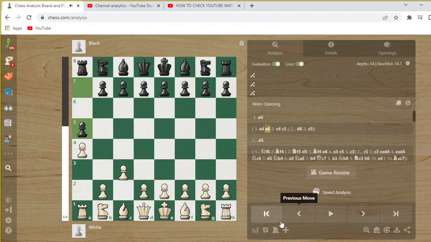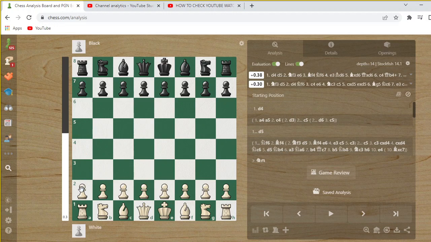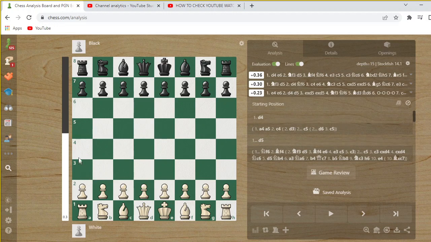So what this means is on move 1 you can move the pawns 2 squares or 1 square. After move 1, after you've moved the pawn once, you cannot move it 2 squares again. So let's say I play d3.